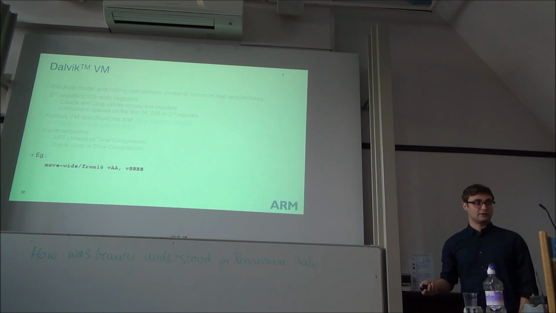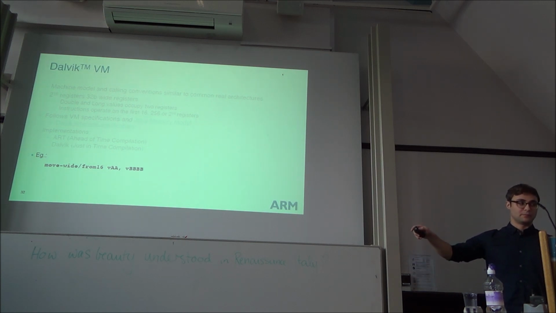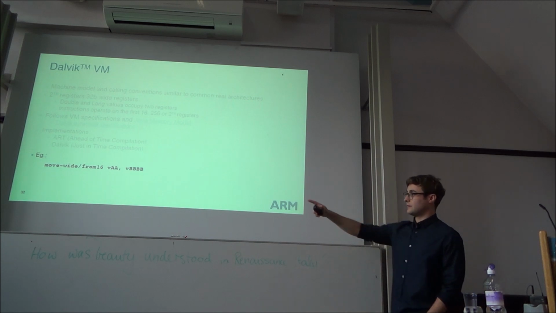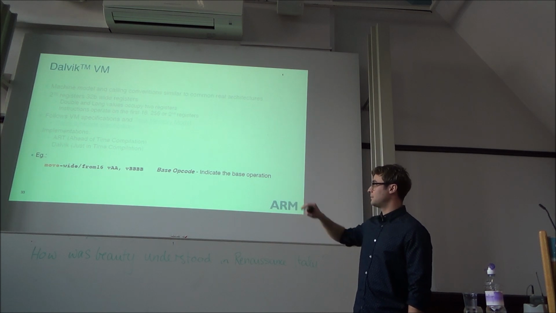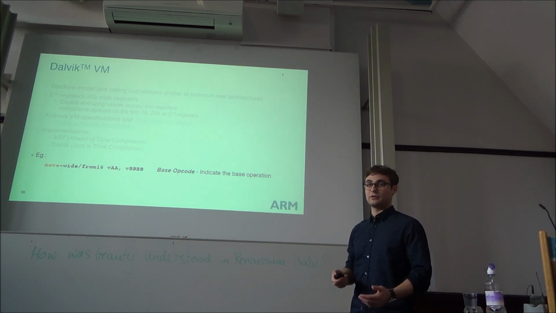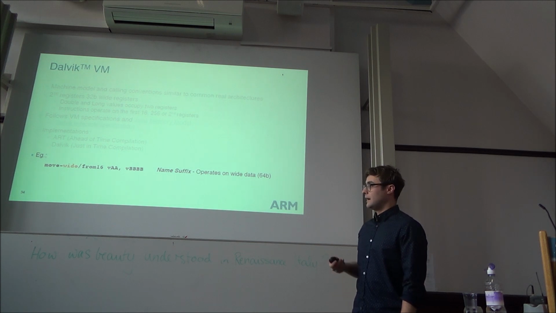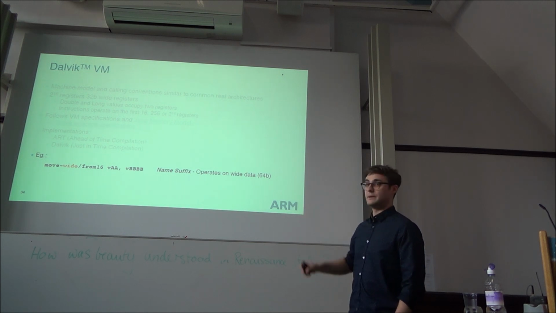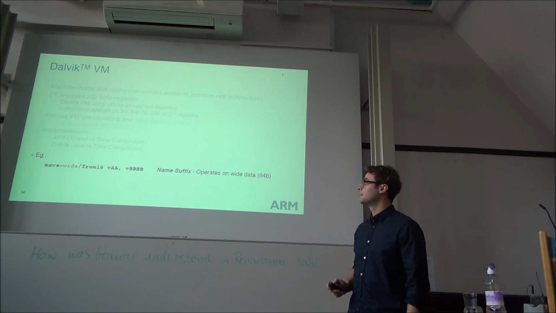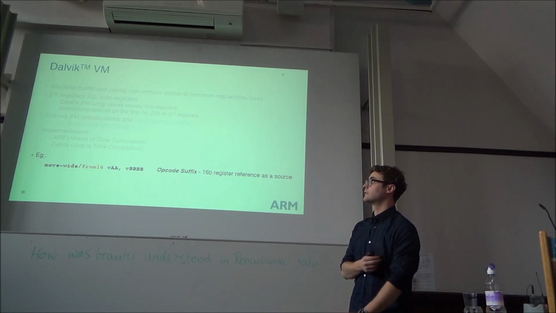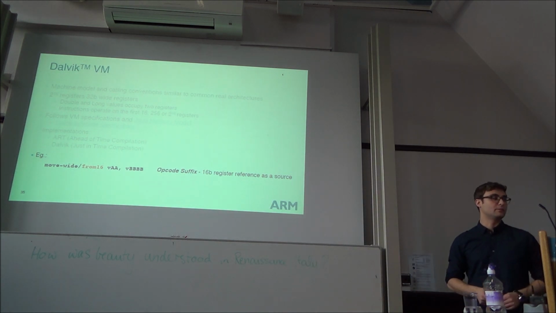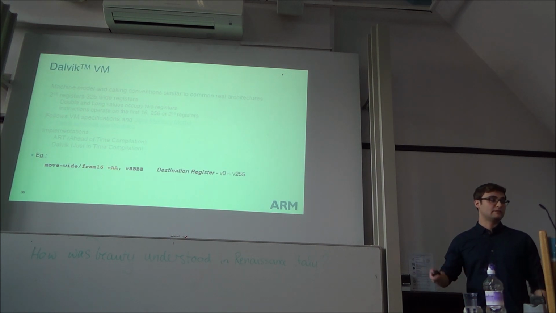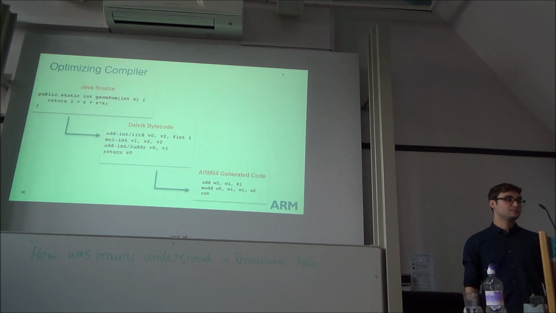So here's an example of an operation. It's actually copied from the previous slides. This is an example bytecode where move specifies the base operation, that's the operation that we want to do. Then it handles 64-bit data, so it needs to be a move-wide. It moves things from a high register, so that's what the from does. It's an operation opcode suffix. And then you obviously have the destination and the source register.